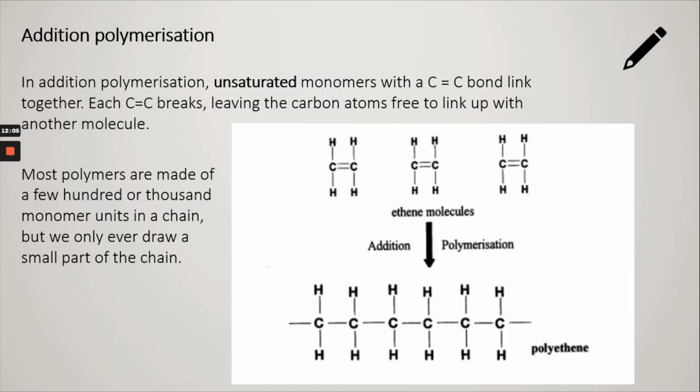Now, generally we only ever draw maybe 3 monomers linking up, but most polymers are made of a few hundred or many thousands of monomer units in a chain, but we only ever draw a small part of the chain. What we're going to look at in the rest of this lesson is how we can draw the polymer chain for different monomers, and also how we can work backwards from a polymer to figure out what the structure of the monomer would have been.